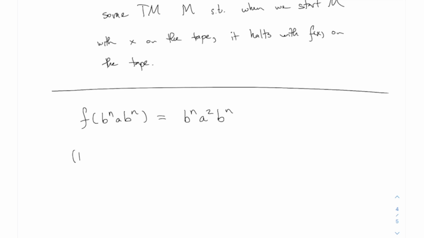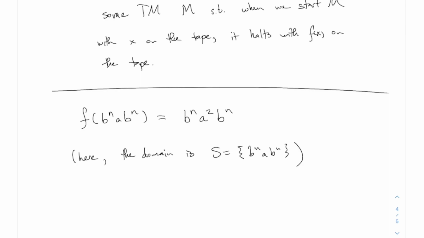So here, this is an example where the domain is not all possible strings. The domain is S equals the set b to the n, a, b to the n, right? This function only takes strings of that format as the input. That's fine. All right. Any ideas about your strategy for this one?